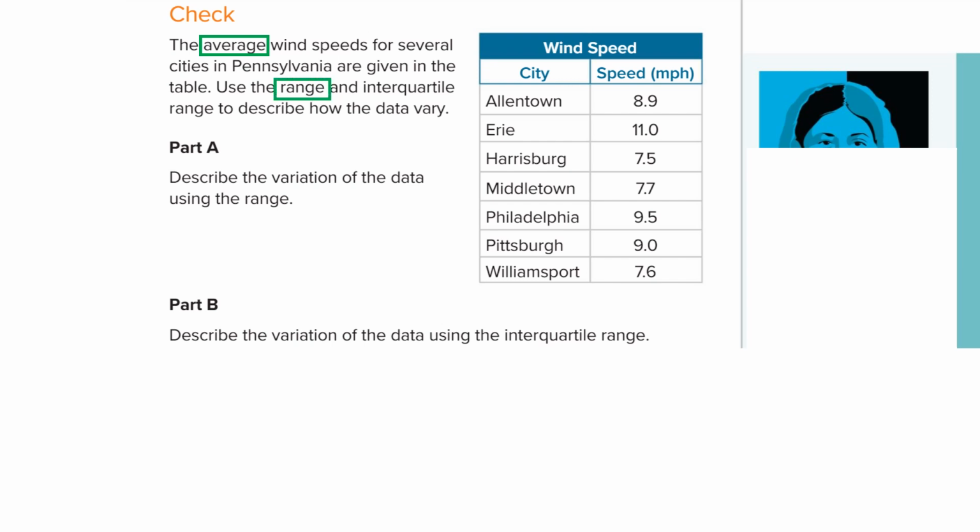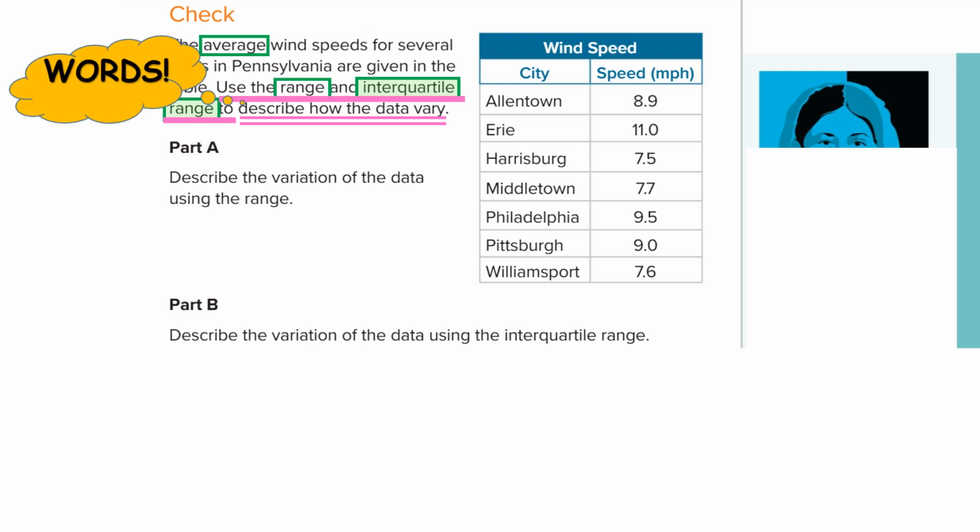Use the range, that's another math term, and the interquartile range, that's a new one that we've learned, to describe how the data vary. So we're being asked to do two different things. Use the range and interquartile range to do what? To describe how the data vary. So hopefully when we see that word describe, we're thinking, oh, I know what part of my answer has to be in words, specifically in complete sentences, because we're sixth graders and we can do that.